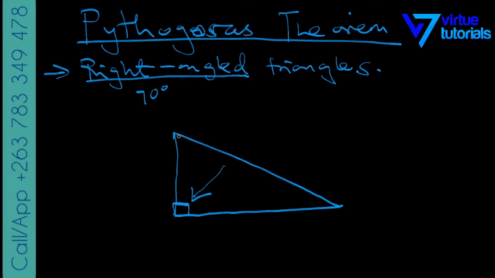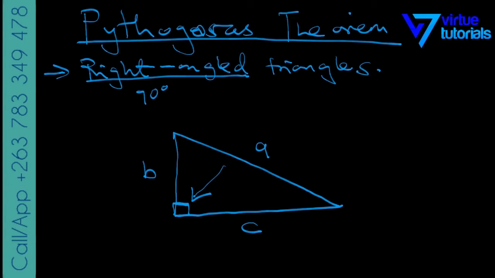Now, the proper name for this side is the hypotenuse, but for the sake of this topic, we'll simply use a letter to denote this side. So we'll call this side A, and then the two shorter sides, we call them B and C. It does not matter which one you call B and C, as long as A is the longer one.